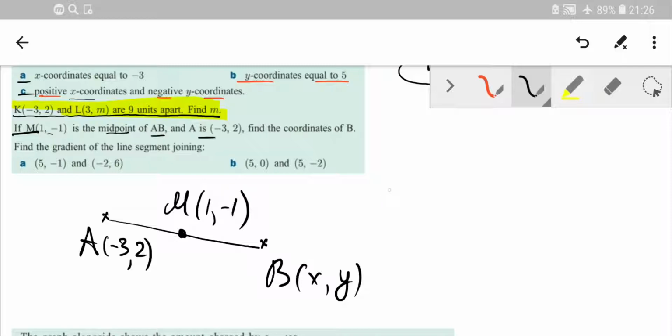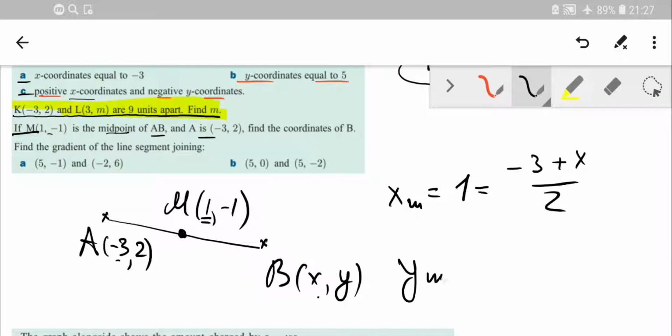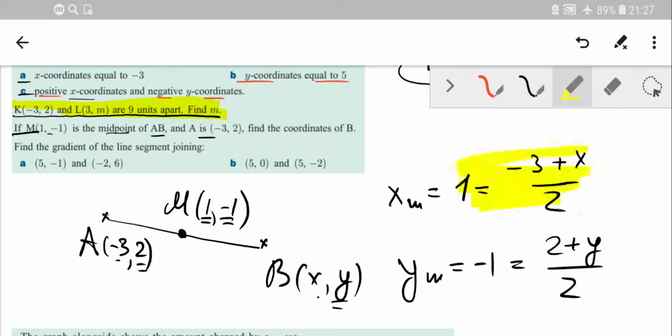So x of the midpoint equals 1, it's here, and it equals the sum of the x coordinates divided by 2, so (-3 + x) over 2. All right, so y for the midpoint is -1, it's here, and it equals, we go with the y coordinates, (2 + y) over 2. So we have two equations and we just need to solve them.